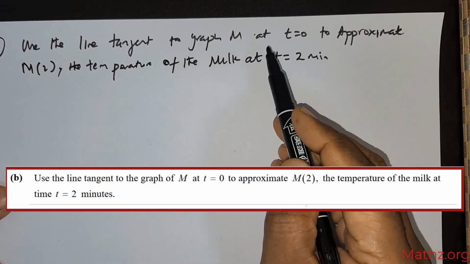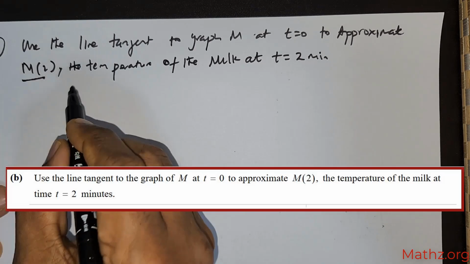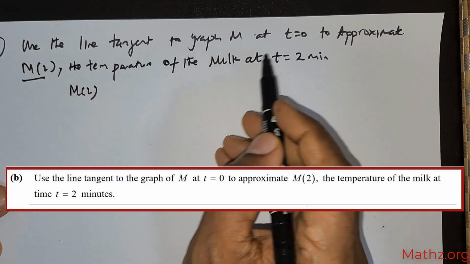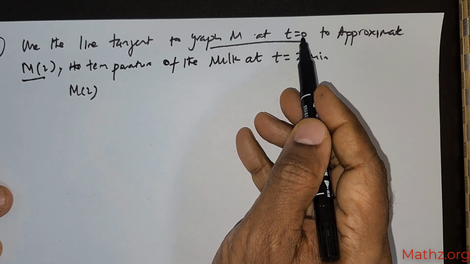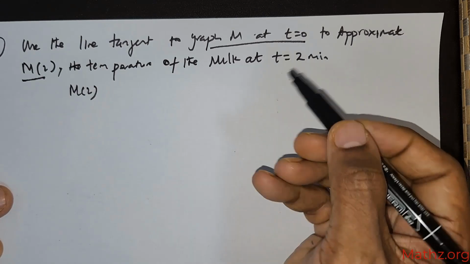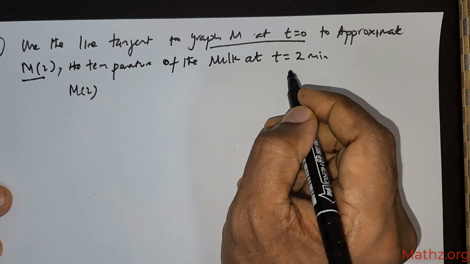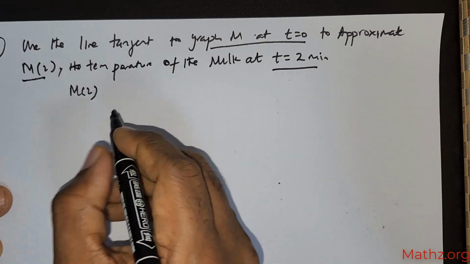Use the tangent line to graph m at t is equal to 0 to approximate m of 2. So they want us to find the m of 2 from this information. The value of m is given, we know the value of m at t is equal to 0. So that is got. They are asking us to find m of 2. That means t is equal to 2, so we need to extract this.